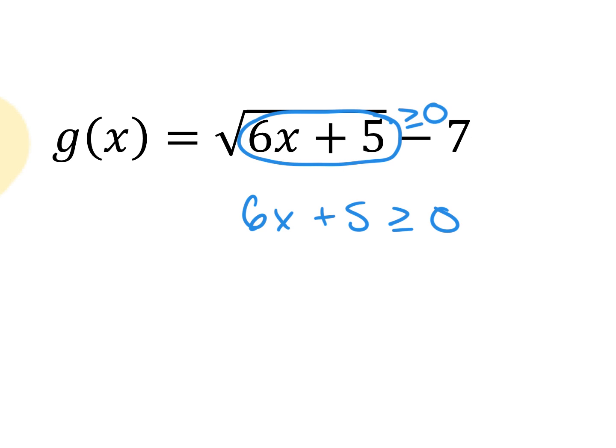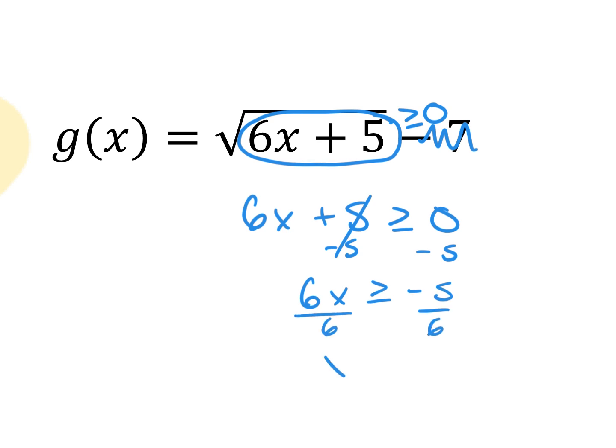So that minus 7 at the end goes away. The square root goes away. We only care about what's under the radical. And we just set that greater than or equal to 0. Now, how would I solve this? No, we ignore the square root. We only look at what's under the radical. Subtract 5. So 6x is greater than or equal to negative 5. Then we can divide by 6. So x is greater than or equal to negative 5 over 6.